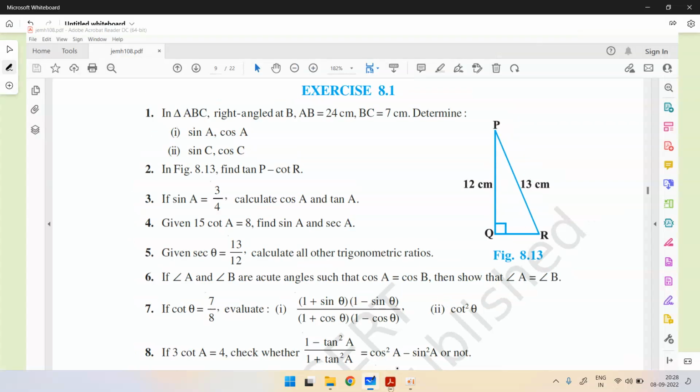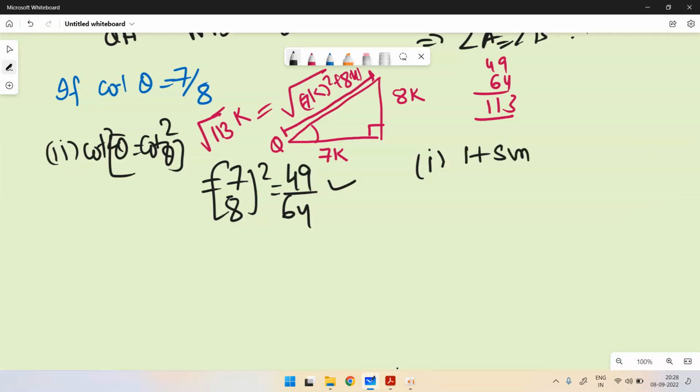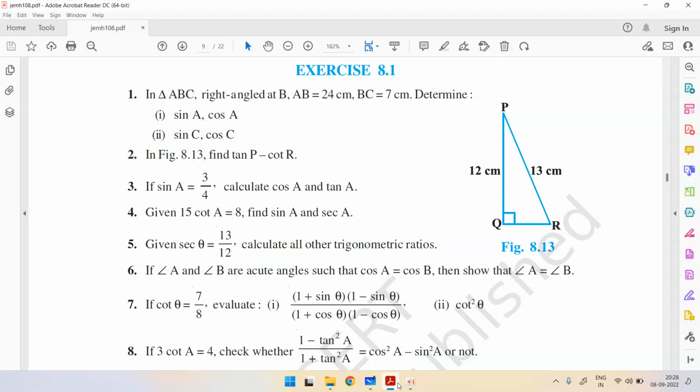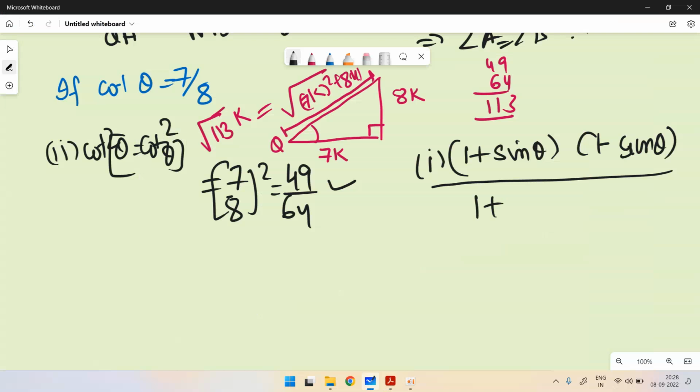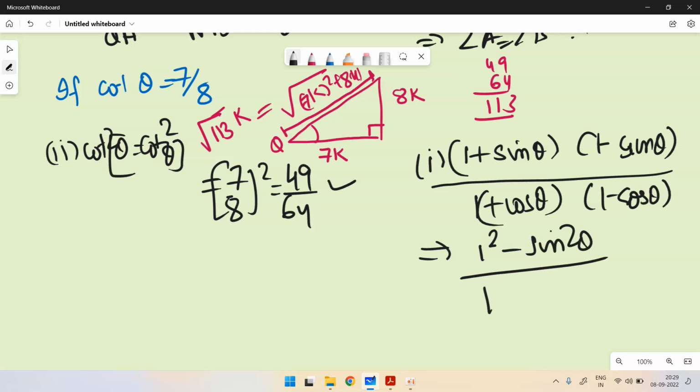Now what is my first question? It is (1 plus sine theta)(1 minus sine theta) by (1 plus cos theta)(1 minus cos theta). This is a plus b, a minus b, which is 1 square minus sine square theta by 1 square minus cos square theta. And we know that 1 minus sine square theta is cos square theta and 1 minus cos square theta is sine square theta.